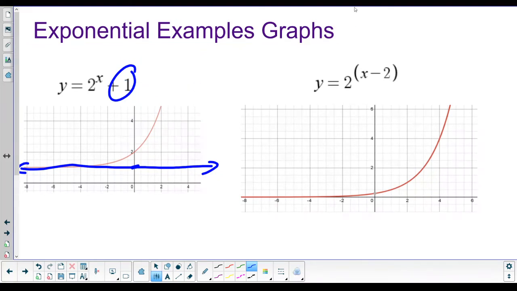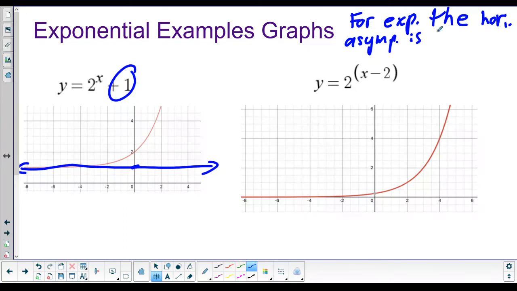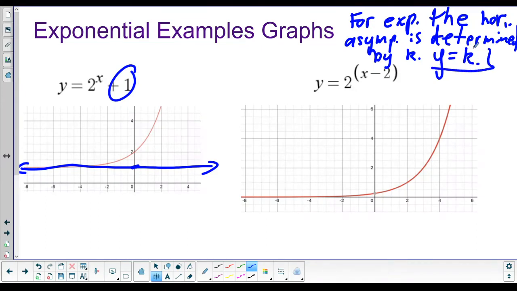Maybe we should write that down. For exponentials, the horizontal asymptote is determined by k, and it's actually at y equals k. That's going to be your asymptote for every single exponential. So because our k equals 1 here, we can see our asymptote at y equals 1.